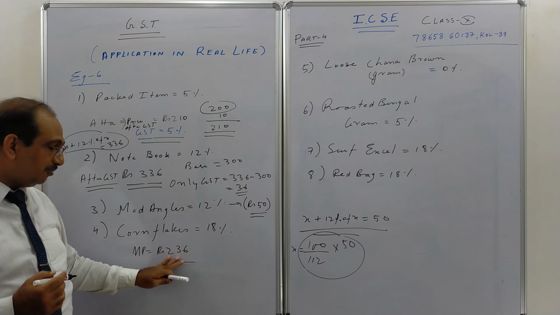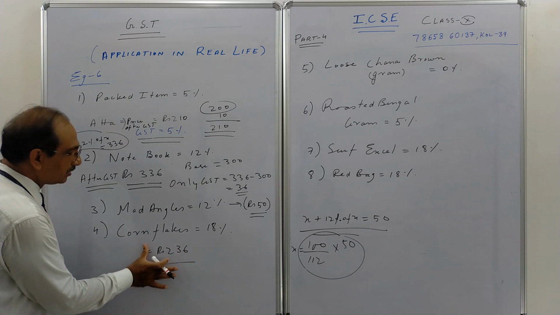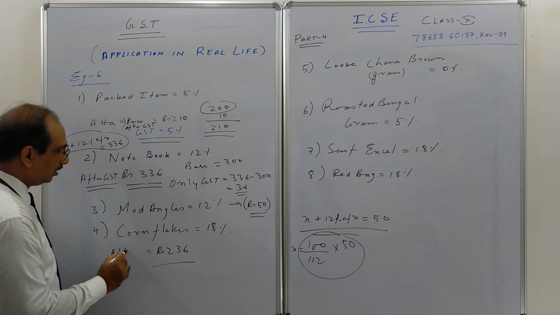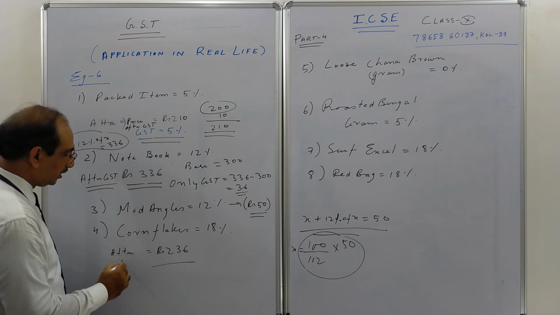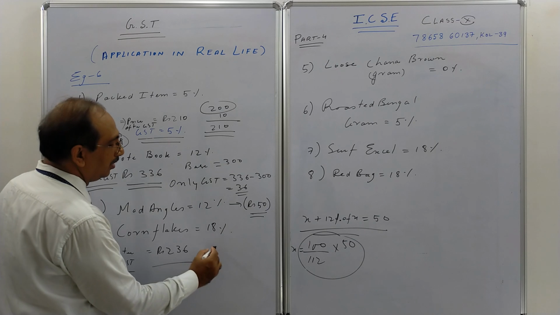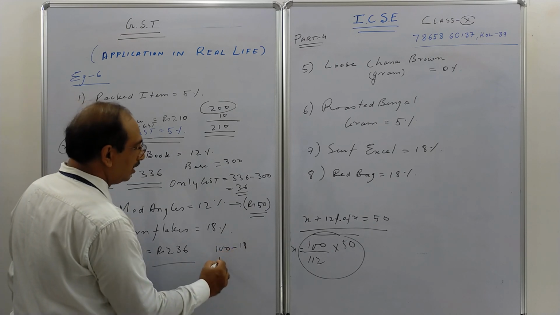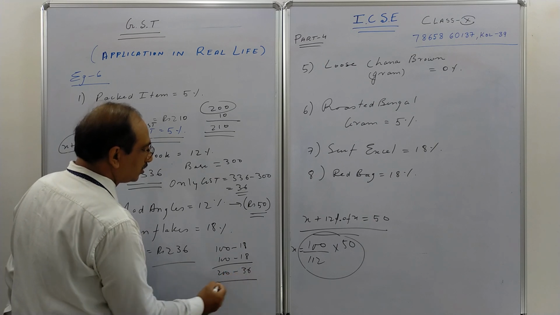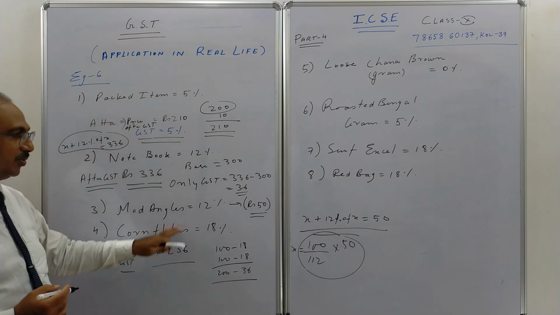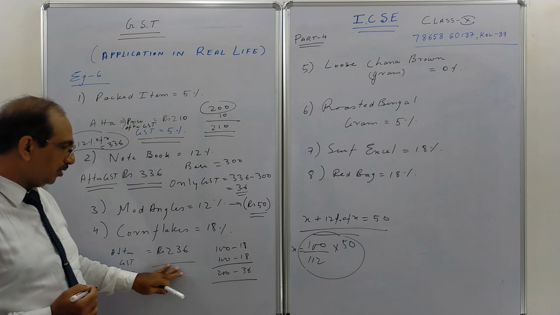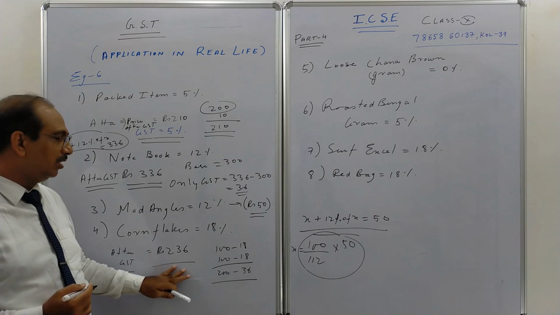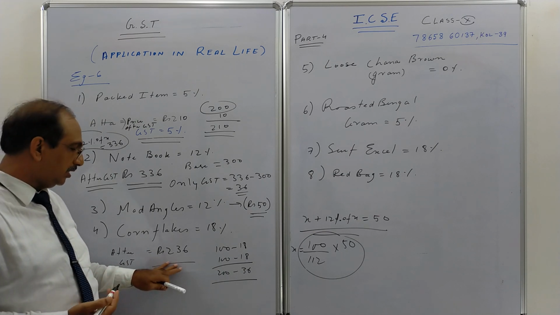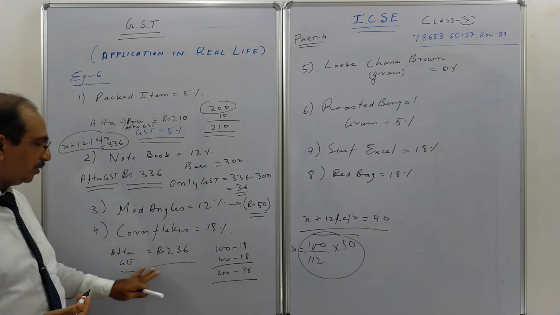Next one, cornflakes I bought. See, this is the price after GST, not the marked price. So actually before GST, this will be 200. For 100 we pay 18 rupees, so for 200 we pay 36 rupees. So after tax, if you do the calculation, you will know the base price is 200, and we pay 236 rupees.